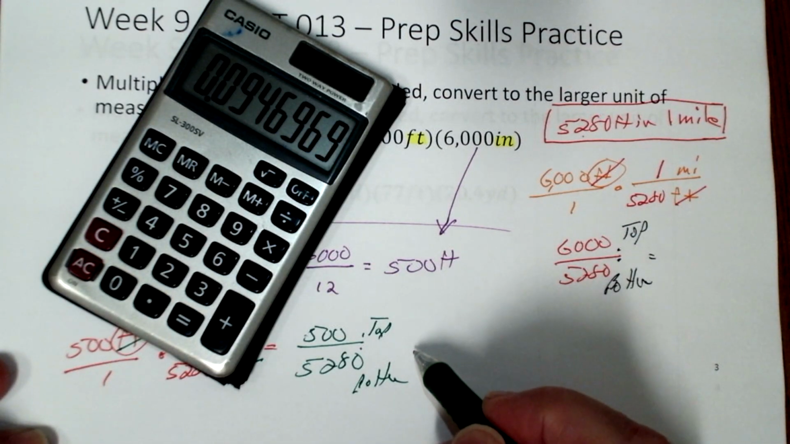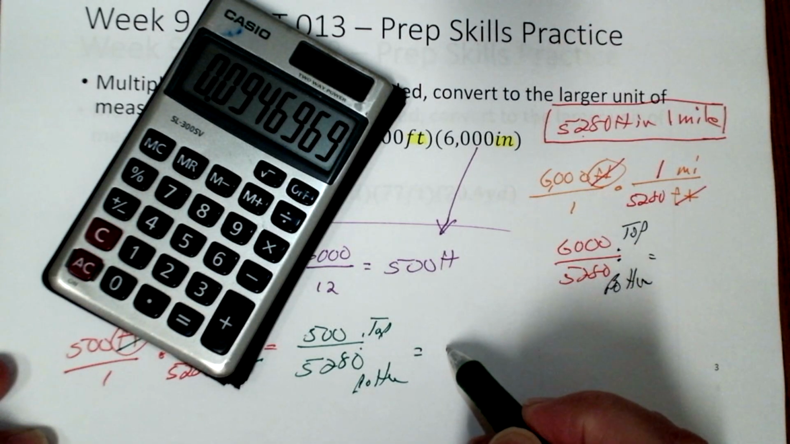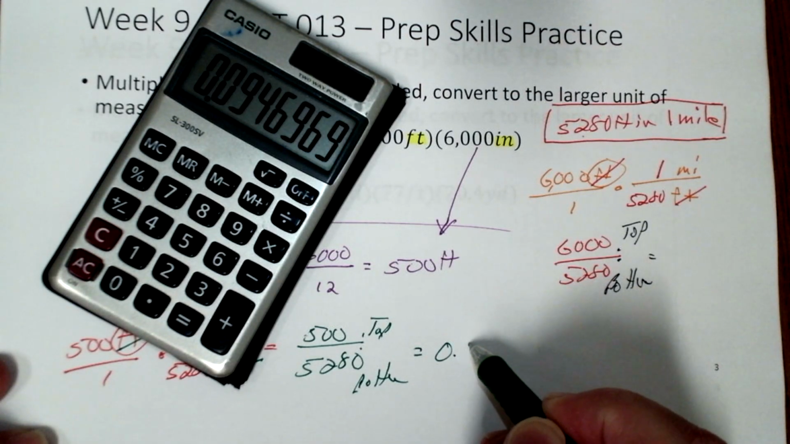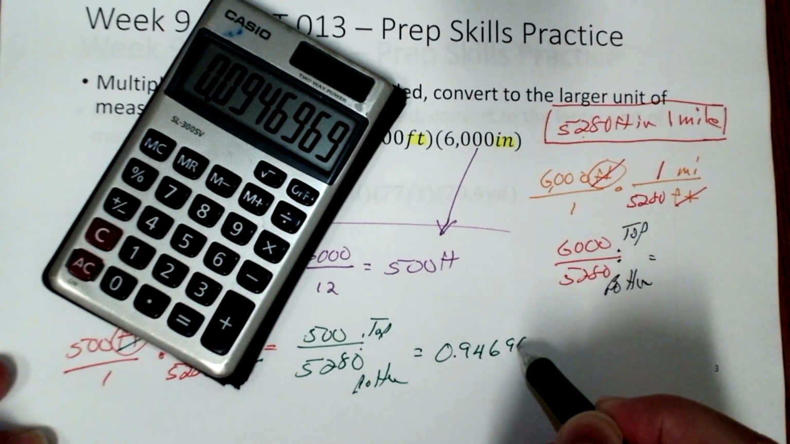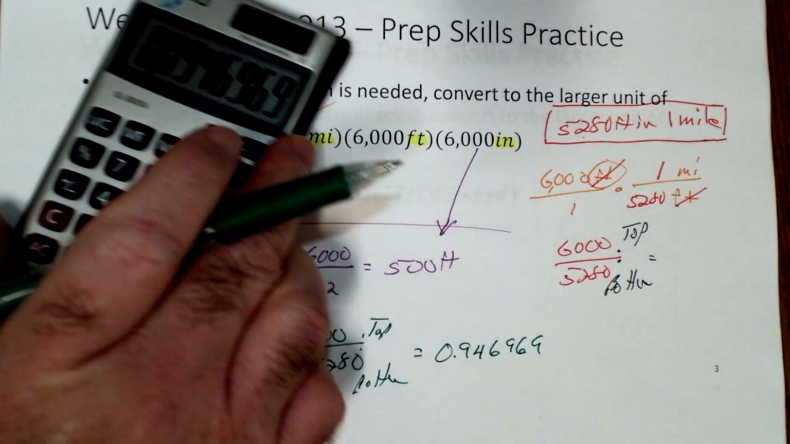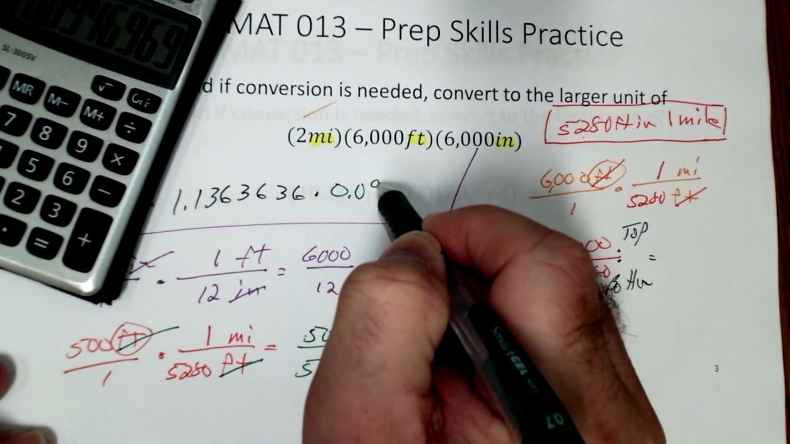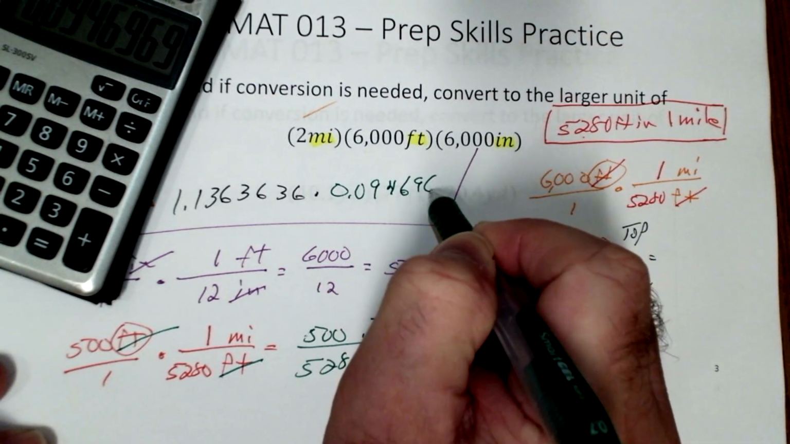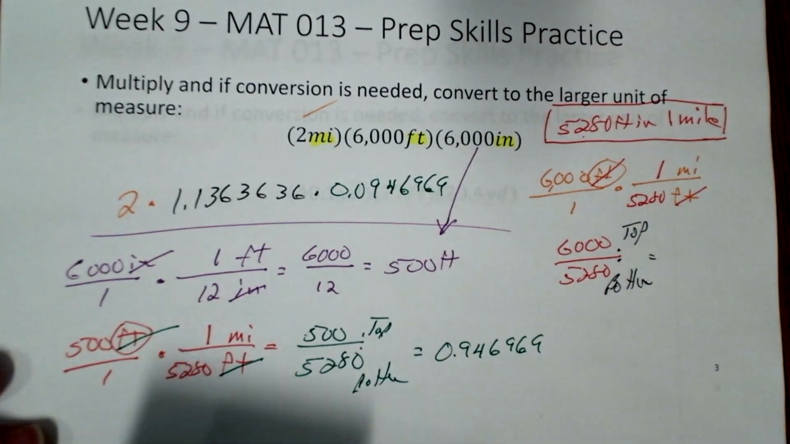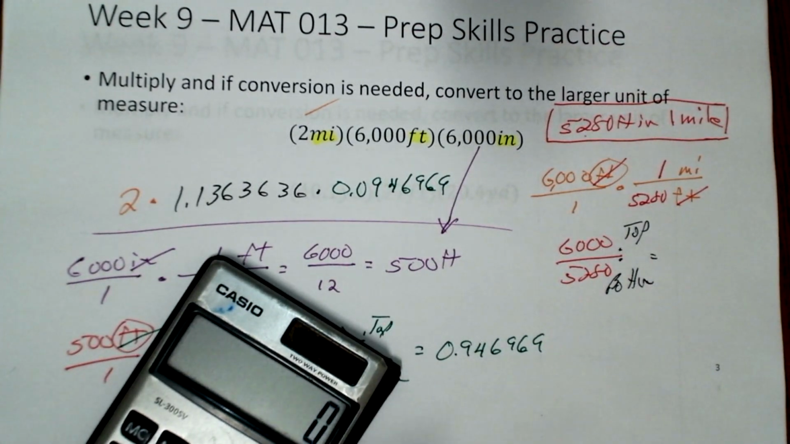It appears to be a rational number as well. It has a repeating pattern: 0.09469696. I'm betting that 69 keeps repeating forever. So here we've got 0.09466969. Let's just go ahead and multiply all that out.